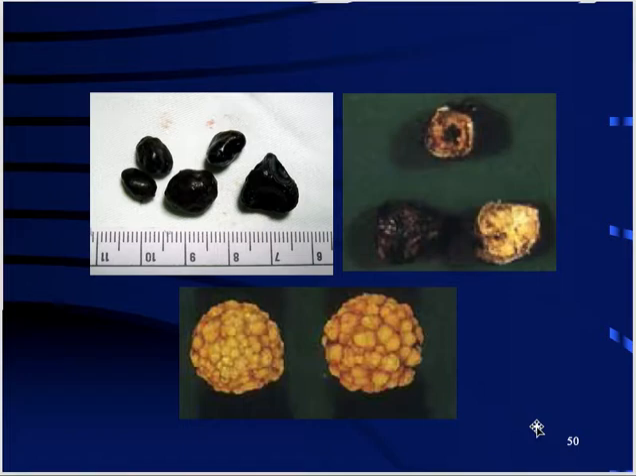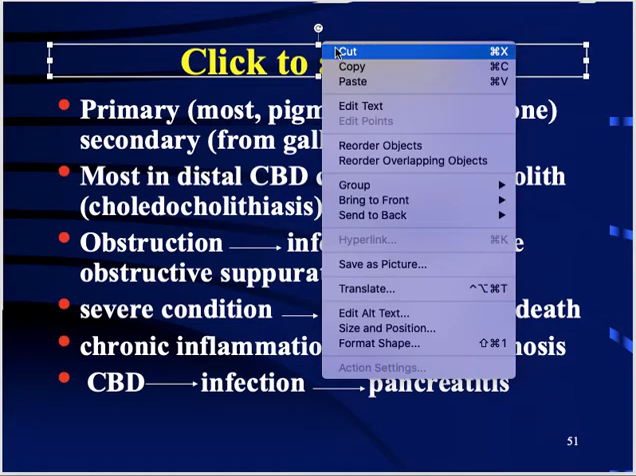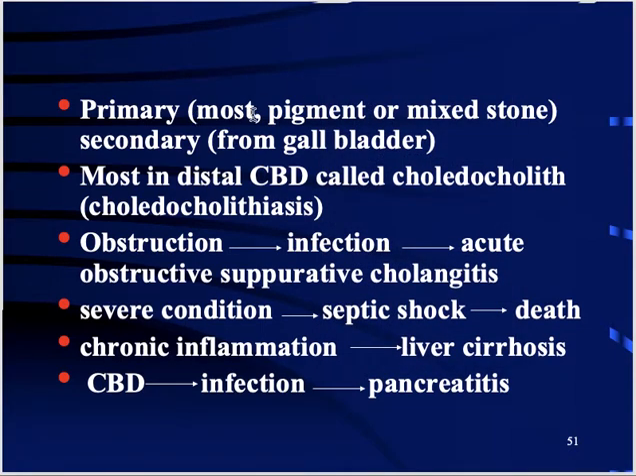So the primary stones are mostly pigmented or mixed stones, and the secondary stones from the gallbladder are mostly cholesterol stones. Most are in the distal common bile duct, and they are called choledocholithiasis, as I told you. And simply what happens is that they cause obstruction.